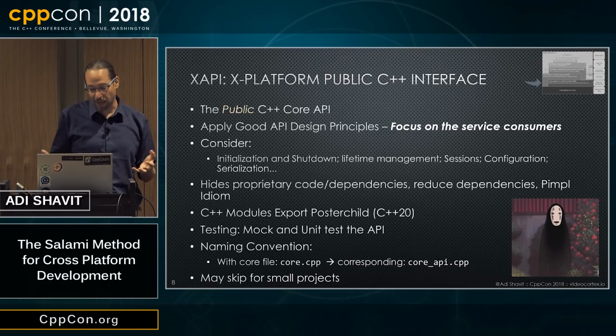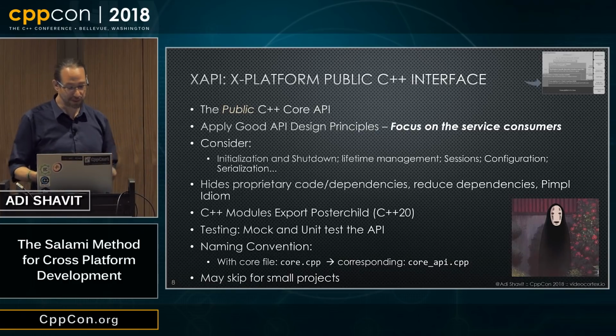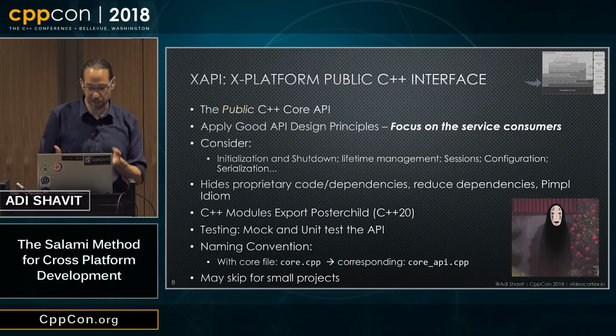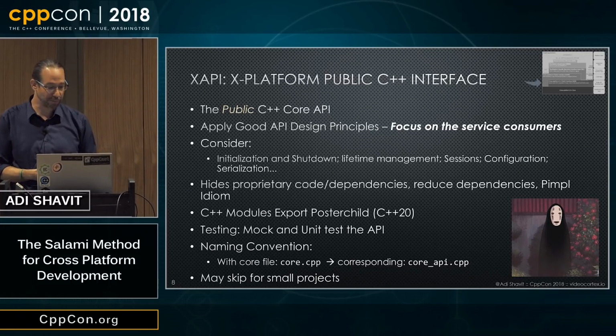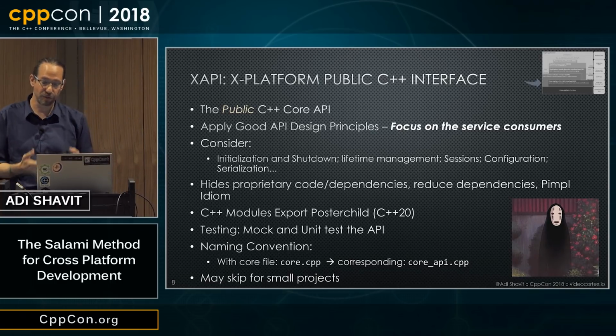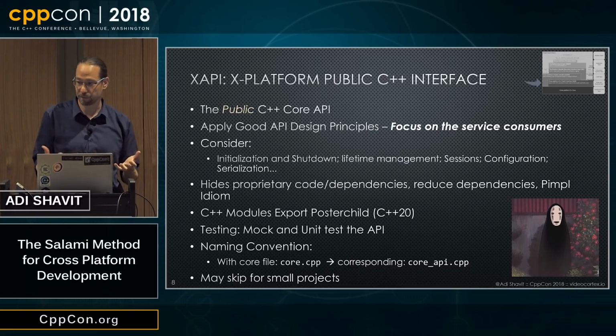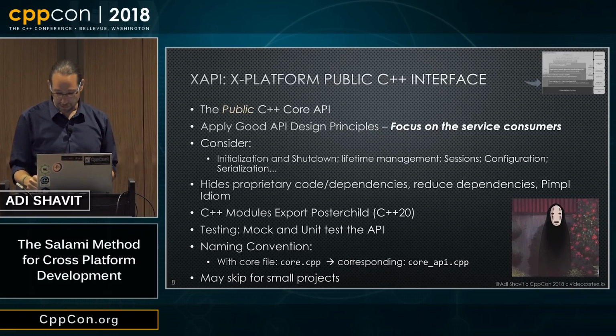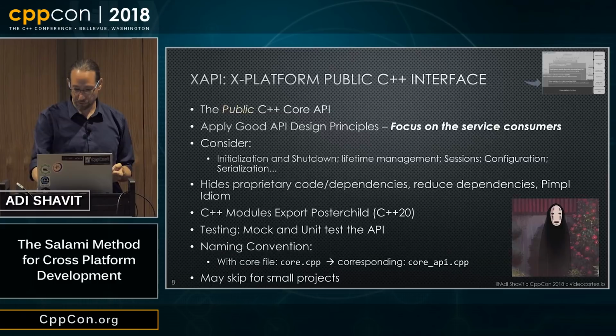There's a comment about naming conventions. So let's say my underlying file was called core.cpp, so I generally call it something like core_api. And to make it clear, for small projects, if your design allows it, you might consider skipping this layer.